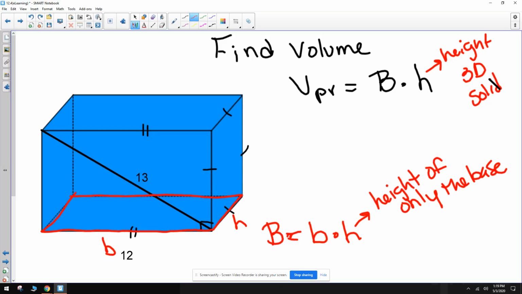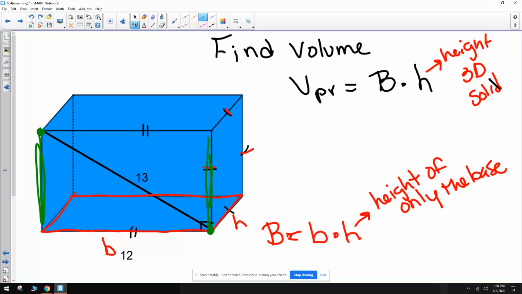The problem is I don't have that dimension. I know it's equal to these, but none of them are labeled. So I need to find that. What I want to point out to you is I do give you this diagonal. Now this diagonal is on the front face of this prism. And I know that because the start of the line and the end of the line are on the same side, the right and left of the solid.